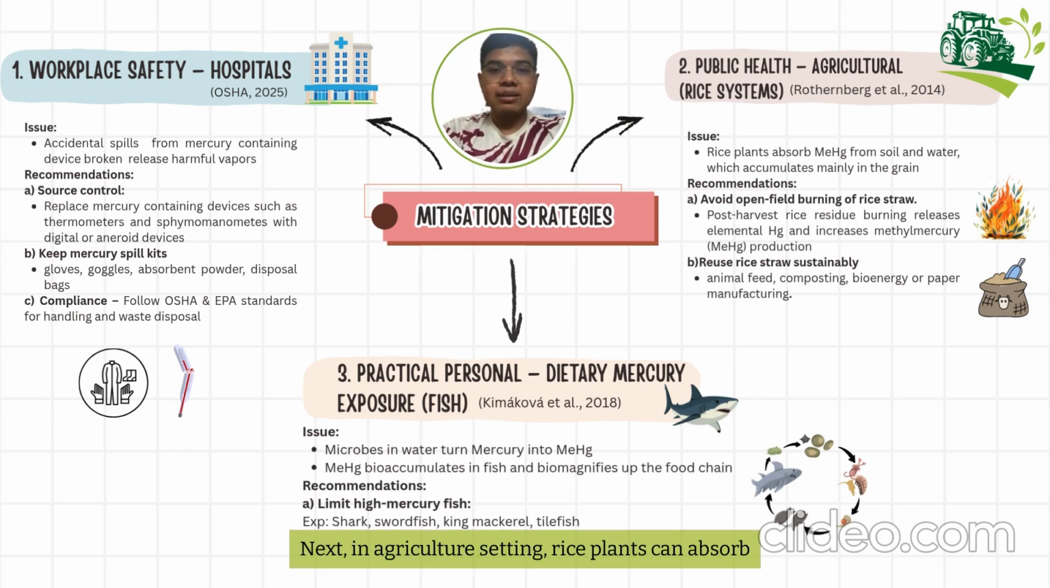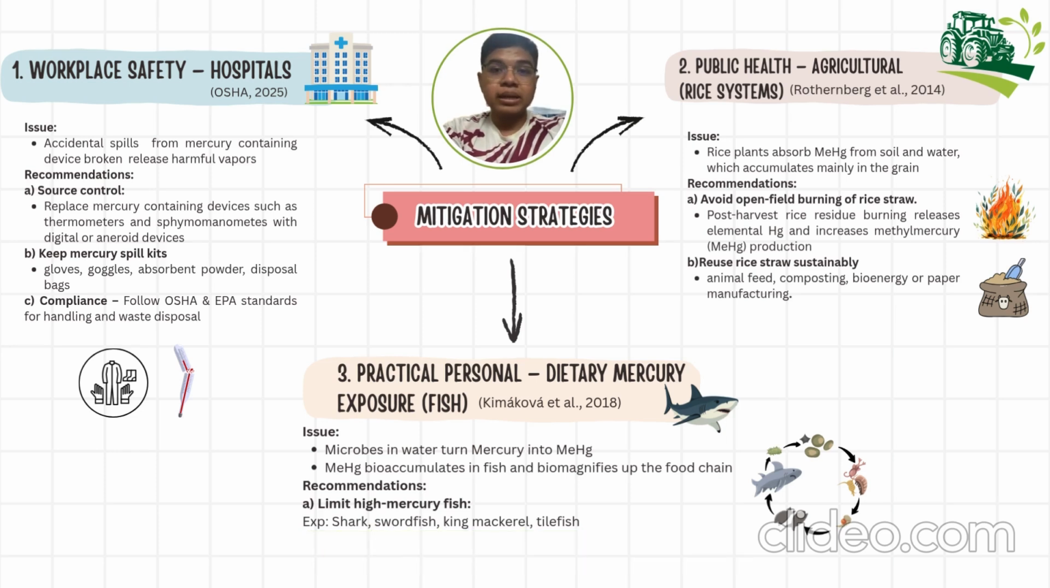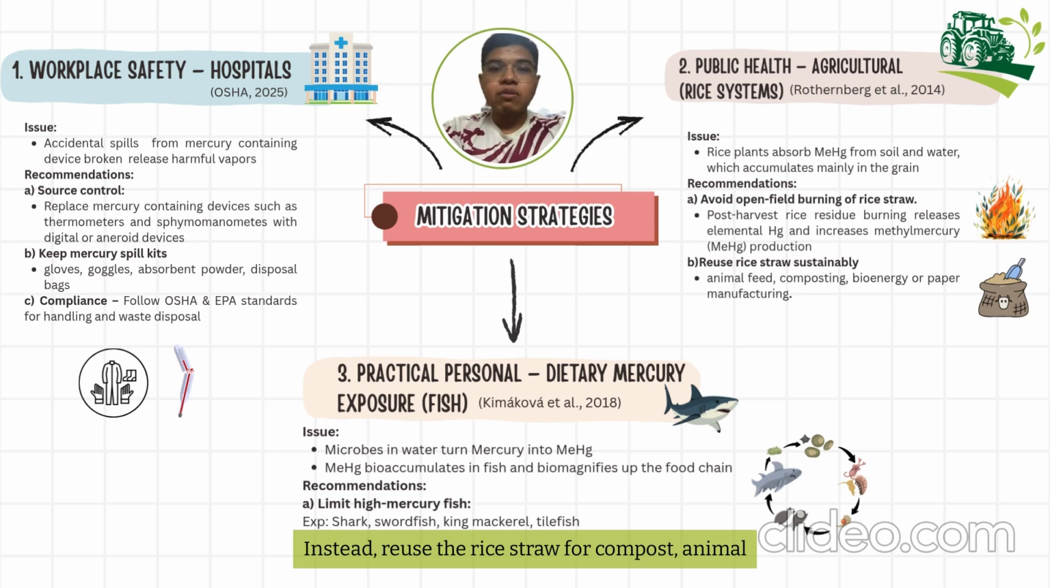Next, in agriculture setting, rice plants can absorb methylmercury from soil and water, which then enters the food chain. Farmers should avoid open field burning of rice straw that releases mercury. Instead, reuse the rice straw for compost, animal feed, bioenergy, or paper production.